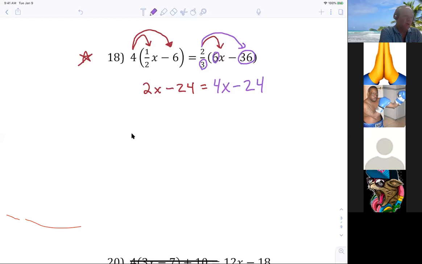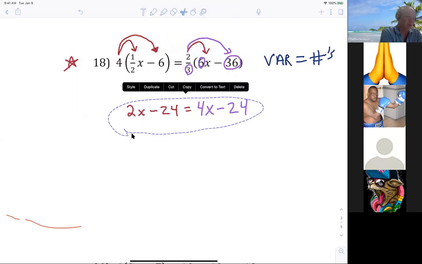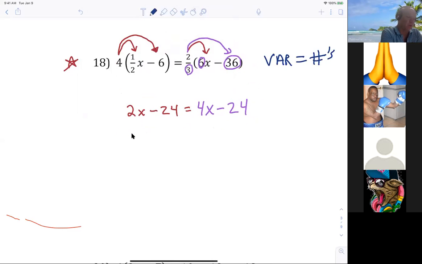So now we're at this stage of the game. And again, just to remind you, we always want to try to separate the variables and the numbers. So I want the variables on the left, and I want the numbers on the right. Just to mark this for you, just to show you what I mean. 2x is a variable, and it's on the left side.